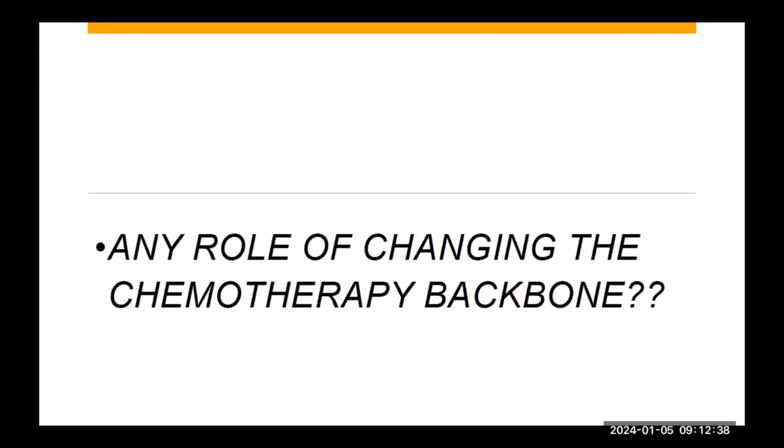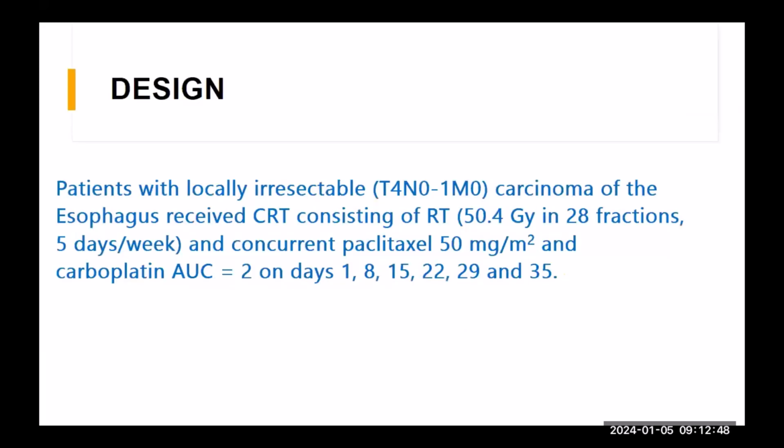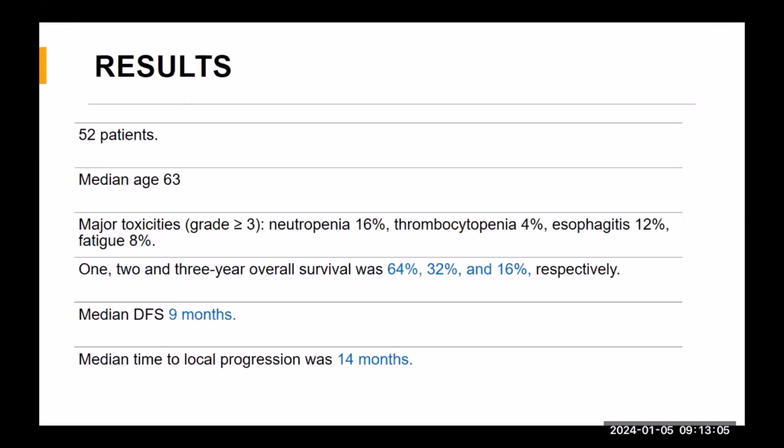Now coming to the role of changing the chemotherapy backbone in radical CTRT treatment. This ASCO abstract came in 2010, where patients with locally resectable carcinoma of the esophagus received concurrent chemoradiotherapy consisting of RT of 50.4 gray over 28 fractions, including chemotherapy, paclitaxel and carboplatin on a weekly basis. The dose remains paclitaxel 50 mg per meter square and carboplatin AUC 2.